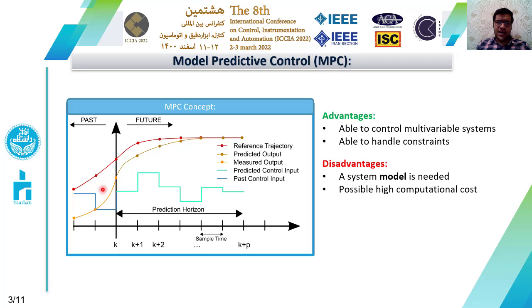These controllers have many merits and drawbacks, but probably the most famous ones are regarding the advantages. These controllers are able to control multivariable systems, and also they can handle constraints. And regarding the disadvantages, in these controllers, we require a model of the system to design the controller. And also, these controllers can possibly have a huge amount of computational cost.